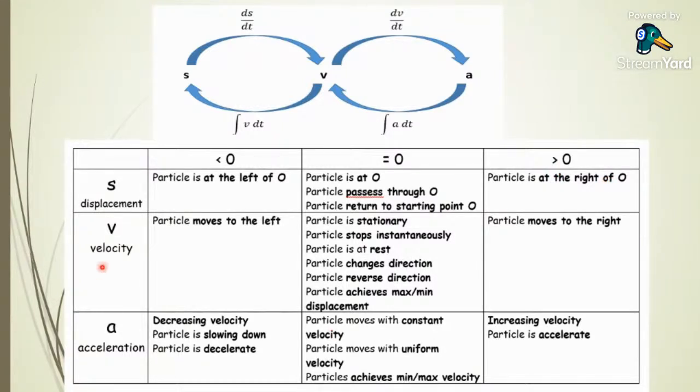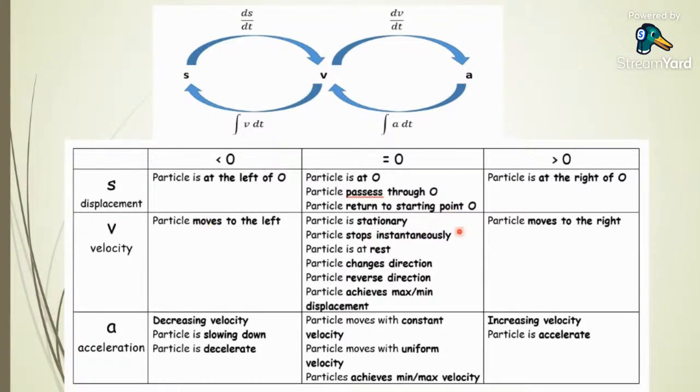Okay, what about velocity? Velocity pun sama, dia ada juga moves to the left. What is the keywords now? Kalau awak tengok displacement, dia at the left of O. Displacement ni, kalau nak faham lagi senang, is about distance. Distance ataupun length, very similar lah. When we talk about velocity, dia dah bertukar menjadi movement. Meaning velocity ni, dia dah pergerakan, dia dah bergerak.